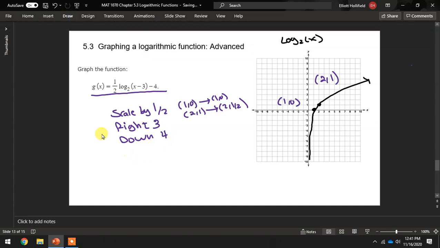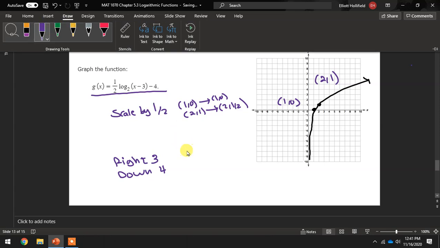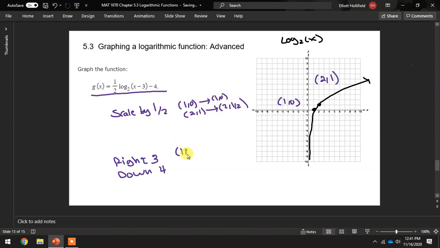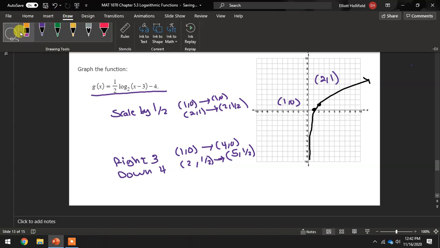Now, what will these other two translations do to those two ordered pairs? Now we're going to shift these ordered pairs to the right by 3. 1, 0 will go to 4, 0. 2, 1/2 will go right by 3 to 5, 1/2. Now we need to shift those ordered pairs down by 4 units.